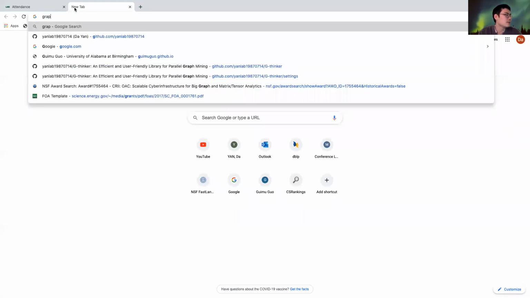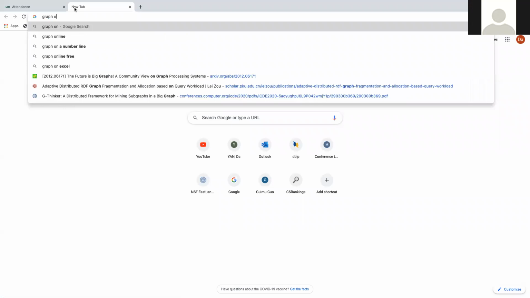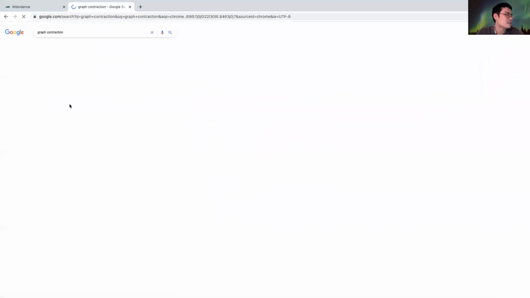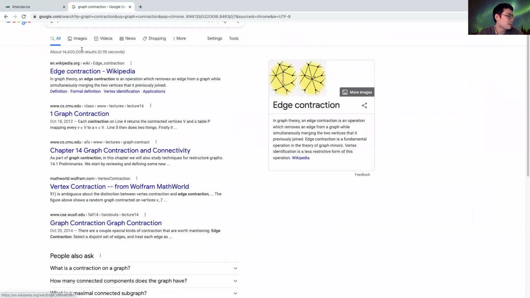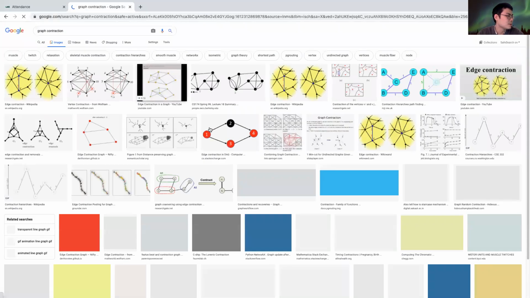Again, all those are very sophisticated algorithms. Okay, and graph 1 is even more complicated. Because this is not an algorithm course, we are not paying too much attention. But I think we can look at an example of what a graph contraction is.